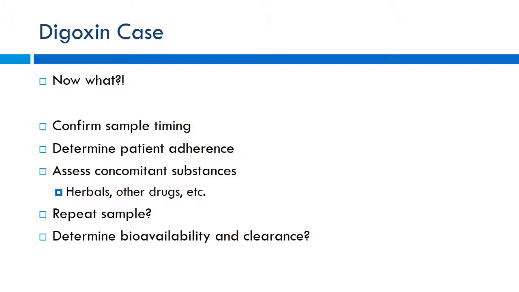In some cases, you may want to repeat a level. That's oftentimes what I'll tell people when they get a level that comes back and it just doesn't make sense. I'm like, we'll just repeat it. Make sure that it's consistent with what the last one was. Sometimes that can be useful for helping us decide, okay, well, that first one's probably erroneous, and maybe this one is going to be more accurate. And then, of course, we can look at the bioavailability and clearance. So again, assess the patient's renal function in this case. Look to see if there's any kind of drug-food interactions or anything like that that could be affecting the bioavailability as well.